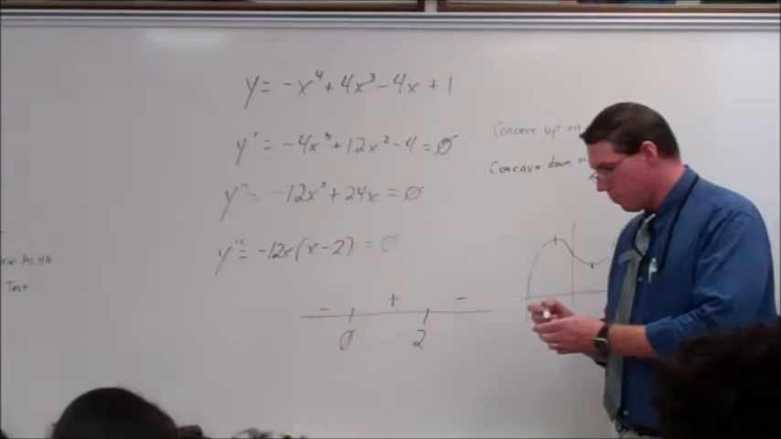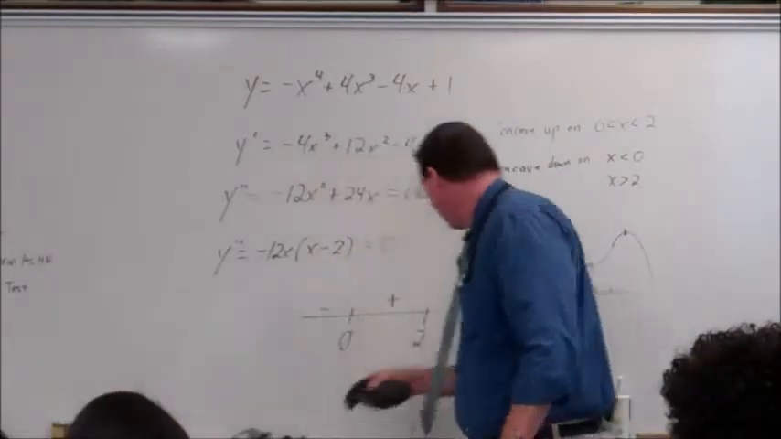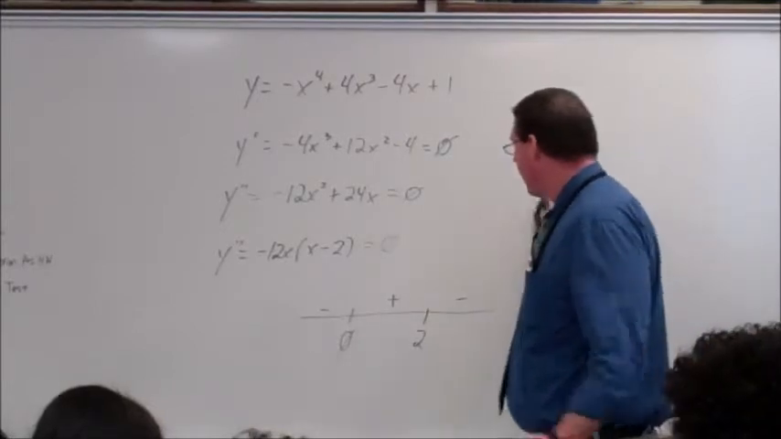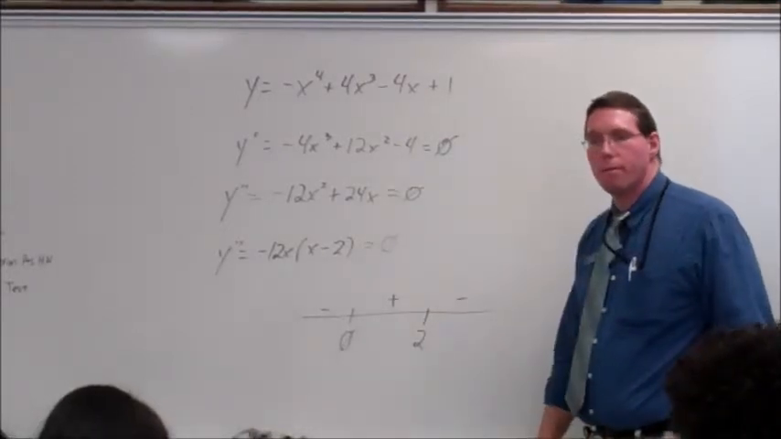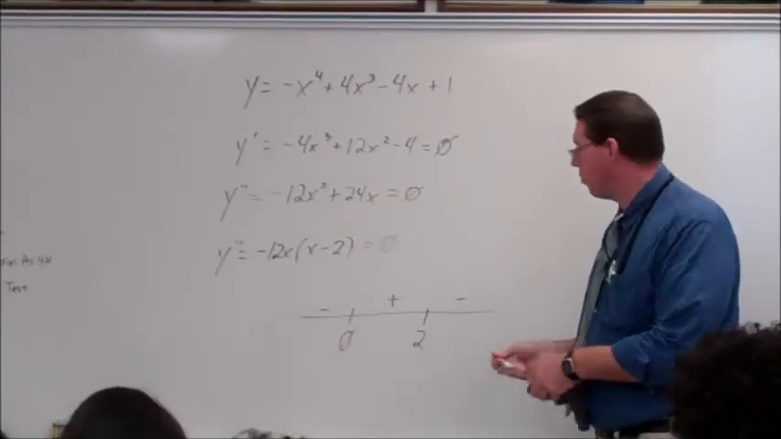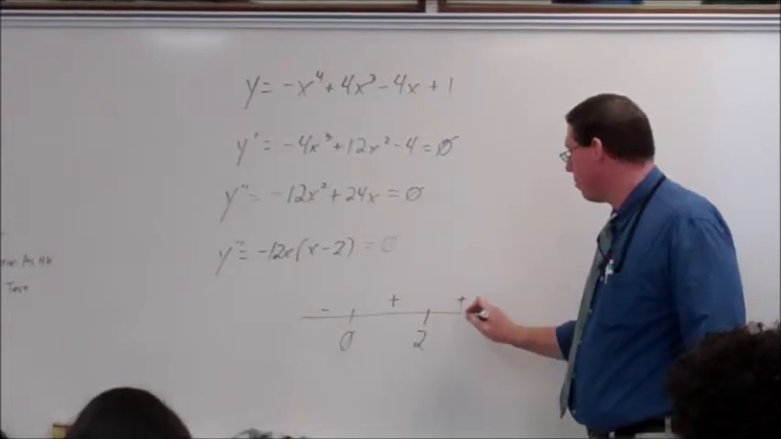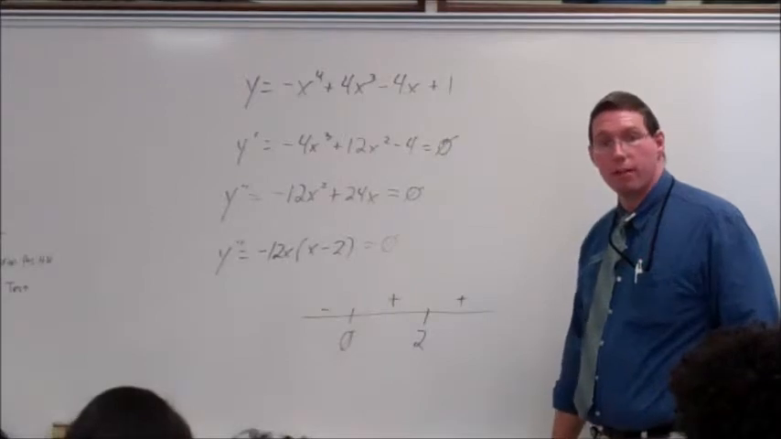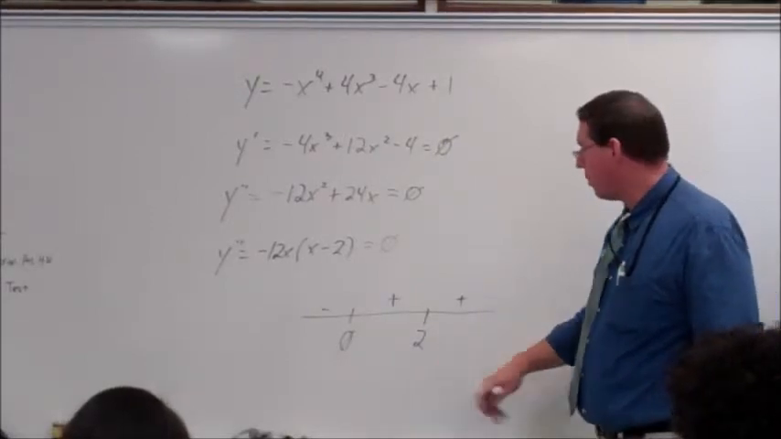So there's an example of an analytical problem where we identify where it's concave up, concave down. And by the way, inflection points. 0 and 2 are both inflection points. What if this was a plus? Just 0. 0 would be the only inflection point. 2 would not be an inflection point.